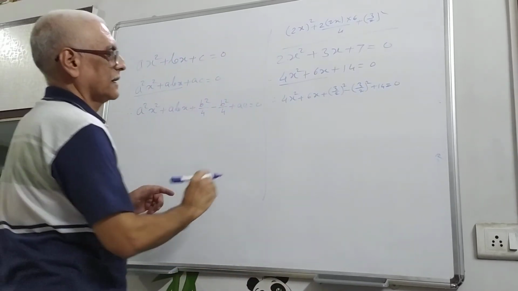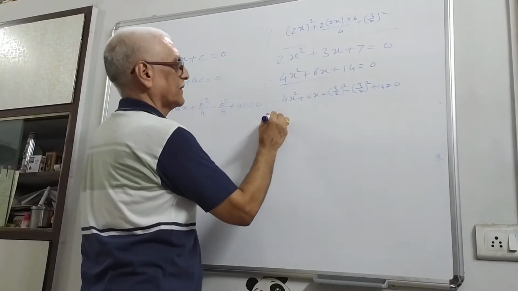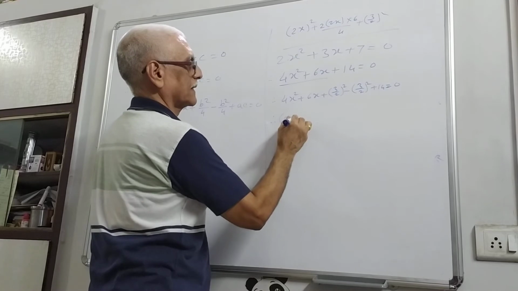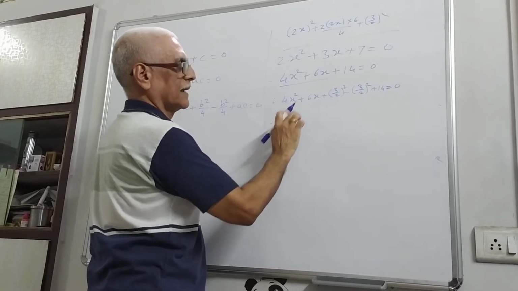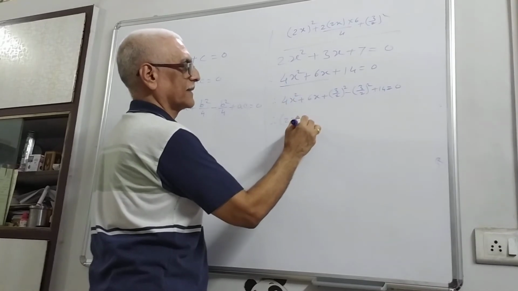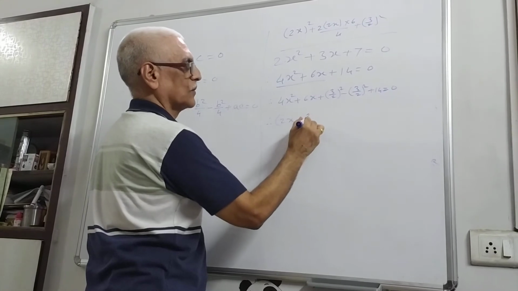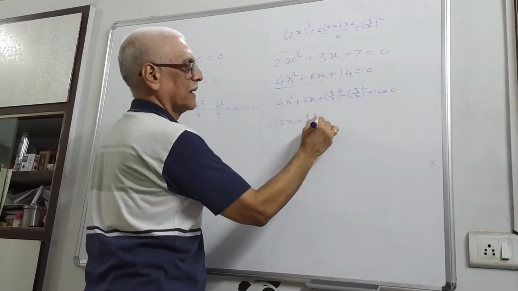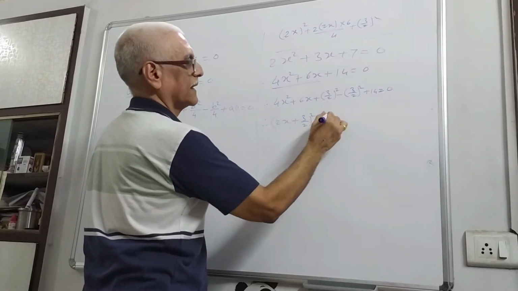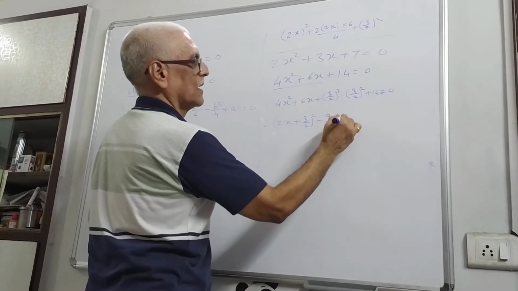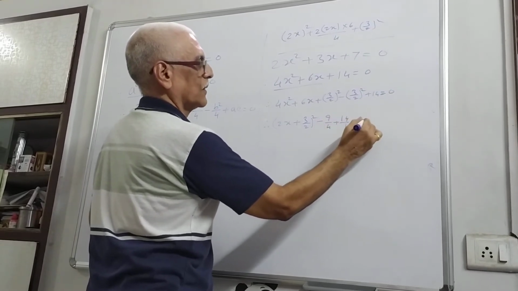Now here you will find that the square root of 4x square is 2x. The sign in the middle is plus, so this is also plus. And the next term is 3 by 2. So (2x plus 3 by 2) bracket square, minus 9 upon 4 plus 14 upon 1 is equal to 0.